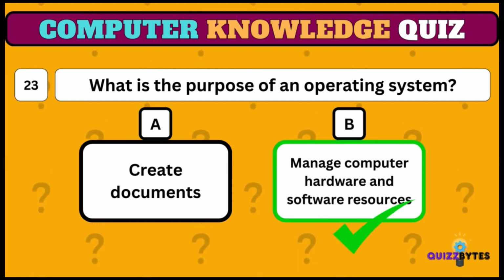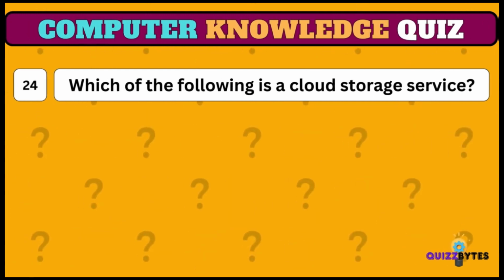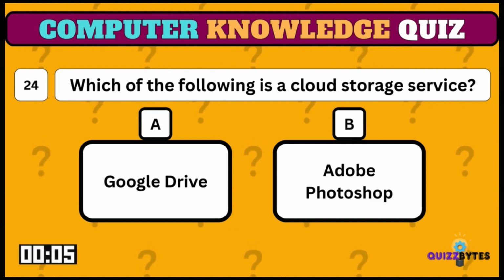Absolutely correct. An operating system is software that manages computer hardware and software resources. Proceeding to question 24. Which of the following is a cloud storage service? A. Google Drive or B. Adobe Photoshop?